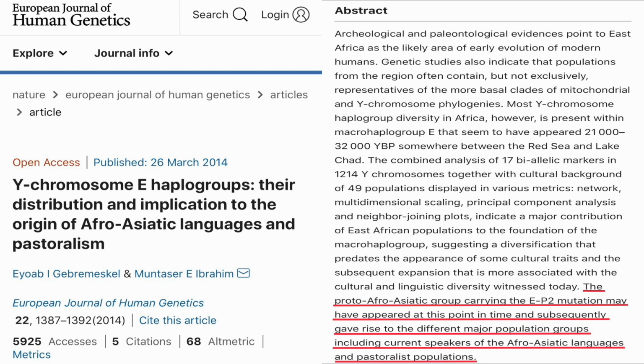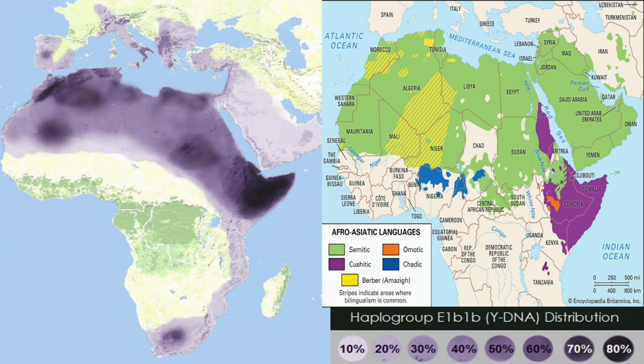And according to the paper titled Y Chromosome E Haplogroups, Their Distribution and Implication to the Origin of Afro-Asiatic Languages and Pastoralism, it reads, the Proto-Afro-Asiatic group carrying the E-P2 mutation may have arrived at this point in time and subsequently gave rise to the different major population groups, including current speakers of the Afro-Asiatic languages and pastoralist populations. Haplogroup E actually overlaps quite nicely with Afro-Asiatic populations, as we can see.